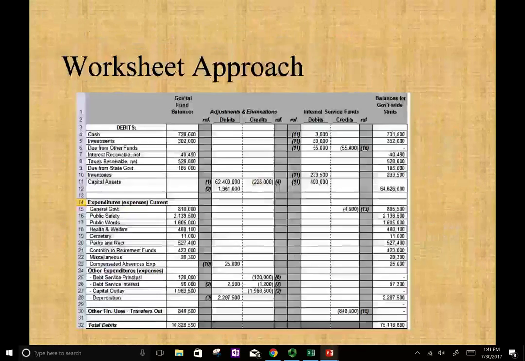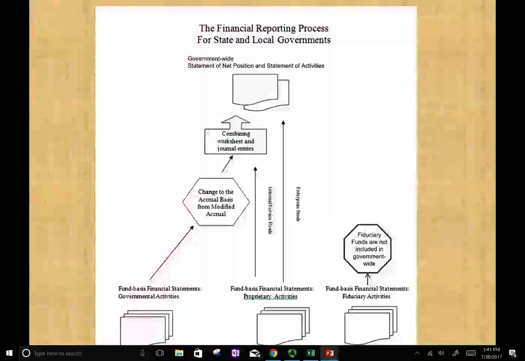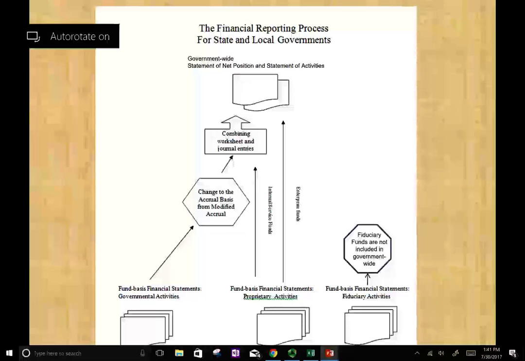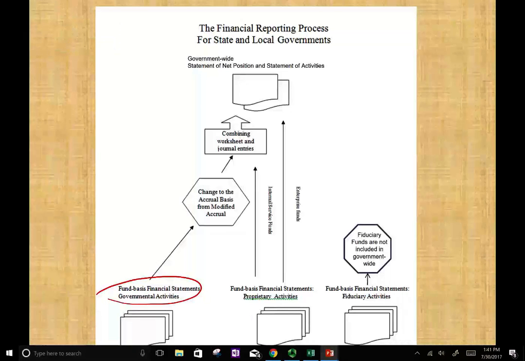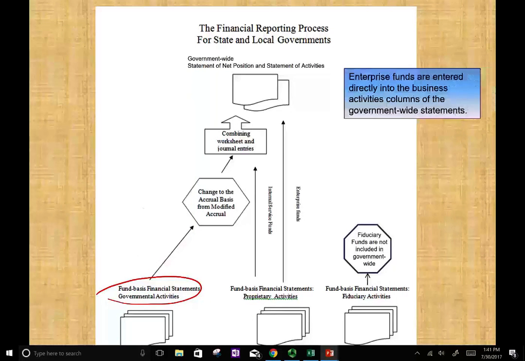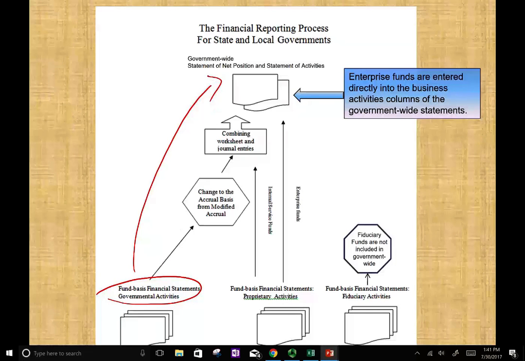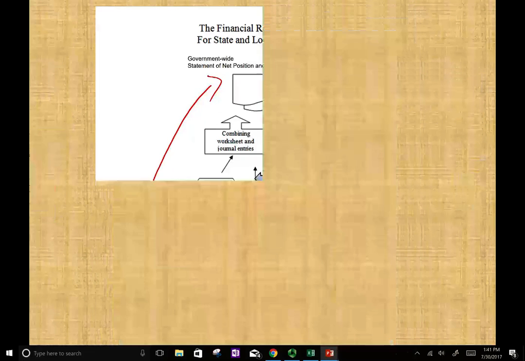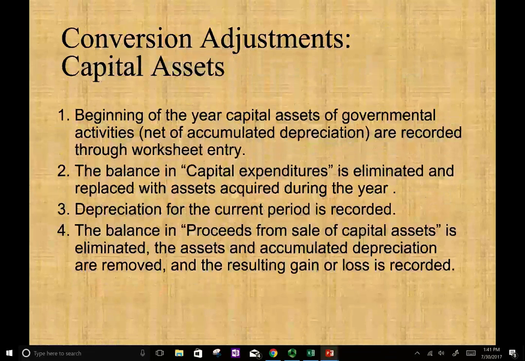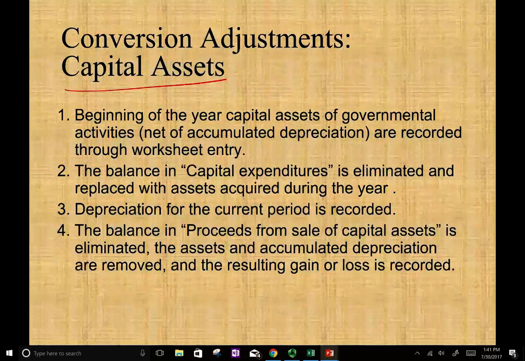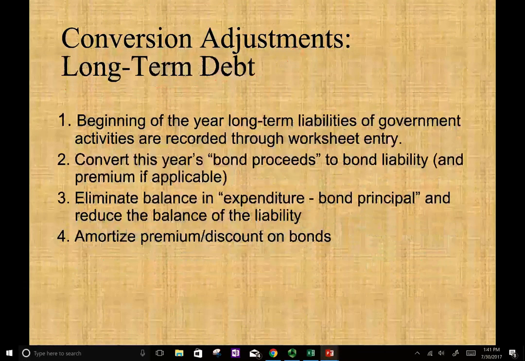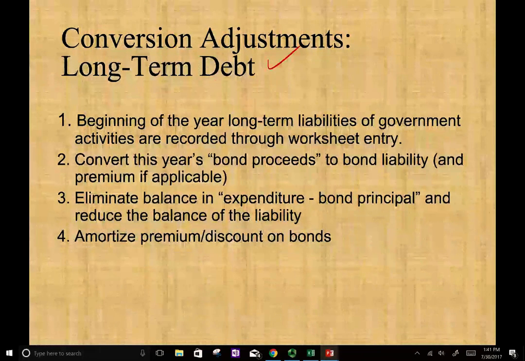So this is the picture of what we are doing. We're going from the fund balances, all the way to the government-wide financial statement. So what we are doing is we are trying to convert. In the process of this conversion, which I explained in the prior session, we already worked on long-term capital assets. So we already converted long-term assets. We already converted long-term debt.